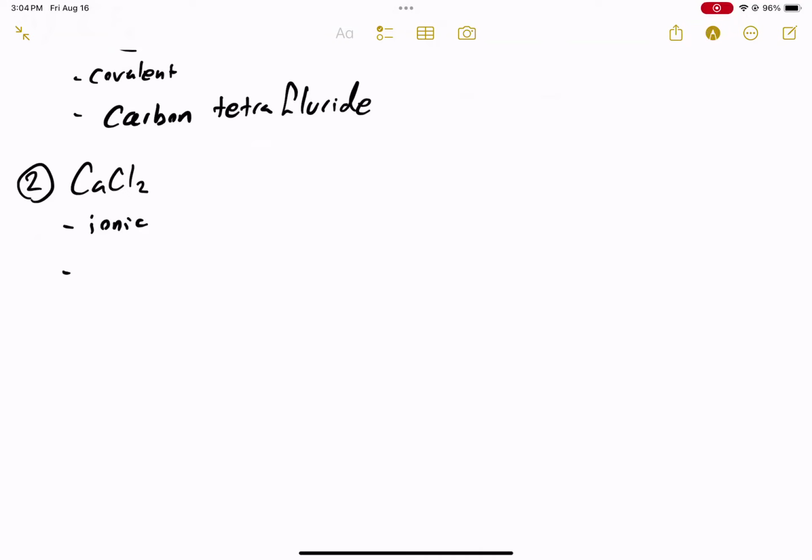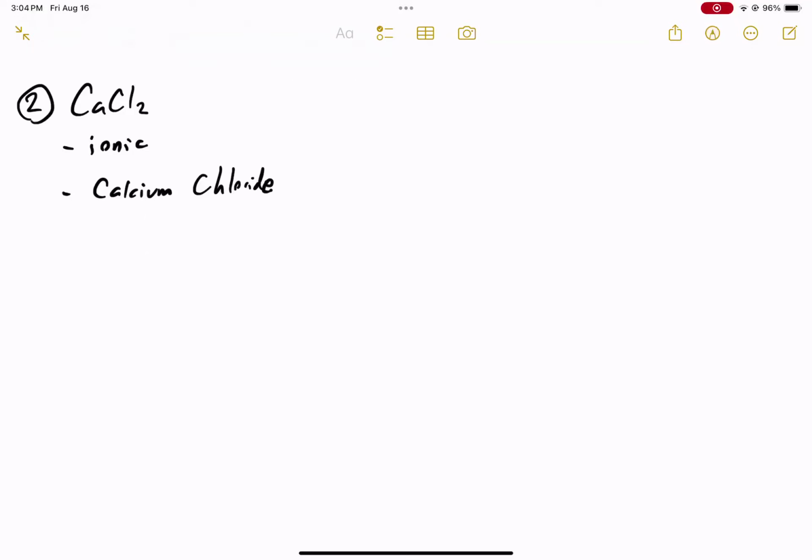When it comes to ionic compounds, the cation remains the same, calcium. And then when it comes to the anion, we don't put the prefix at all. You just put chloride, because that is the anion form of chlorine. Once you add an electron, it's an anion, so it's gaining electrons. So this is the name, calcium chloride.